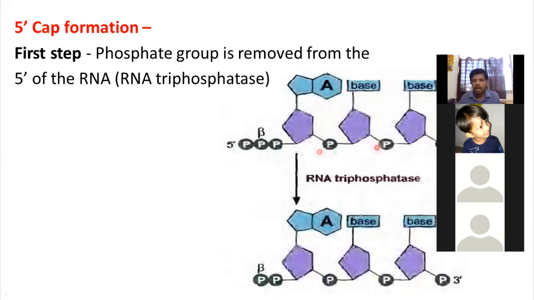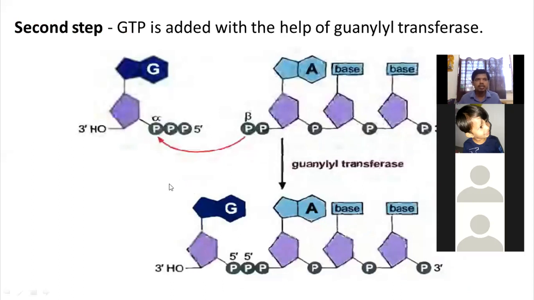You see that this is the RNA and this is the RNA triphosphatase. This enzyme will remove one phosphate from this RNA. So here only 2 phosphate groups are there, alpha and beta. This is the first step during the 5' cap formation, in which one phosphate group is removed from the 5' end of the mRNA. In the second step, GTP is added with the help of guanylyl transferase. Obviously, one slide is remaining there.